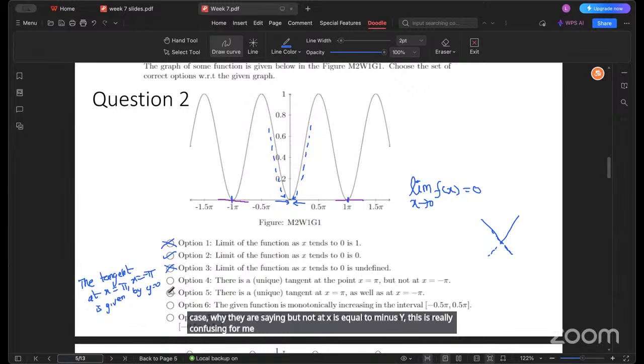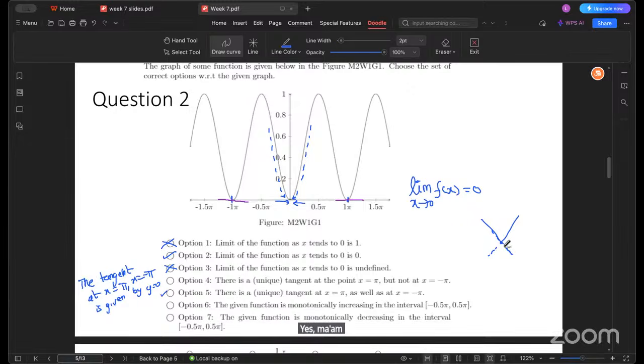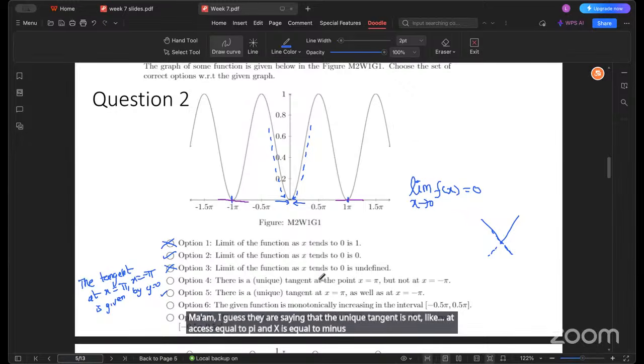I feel that this is the correct option. For me, if I read this, I will say that this is the correct option, understanding this. Yes, ma'am, option 5 is correct. Understanding this, this is what I will consider. They are saying that the unique tangent is not like at x is equal to pi and x is equal to minus pi, there is a common tangent. It's not unique. If we think that way.